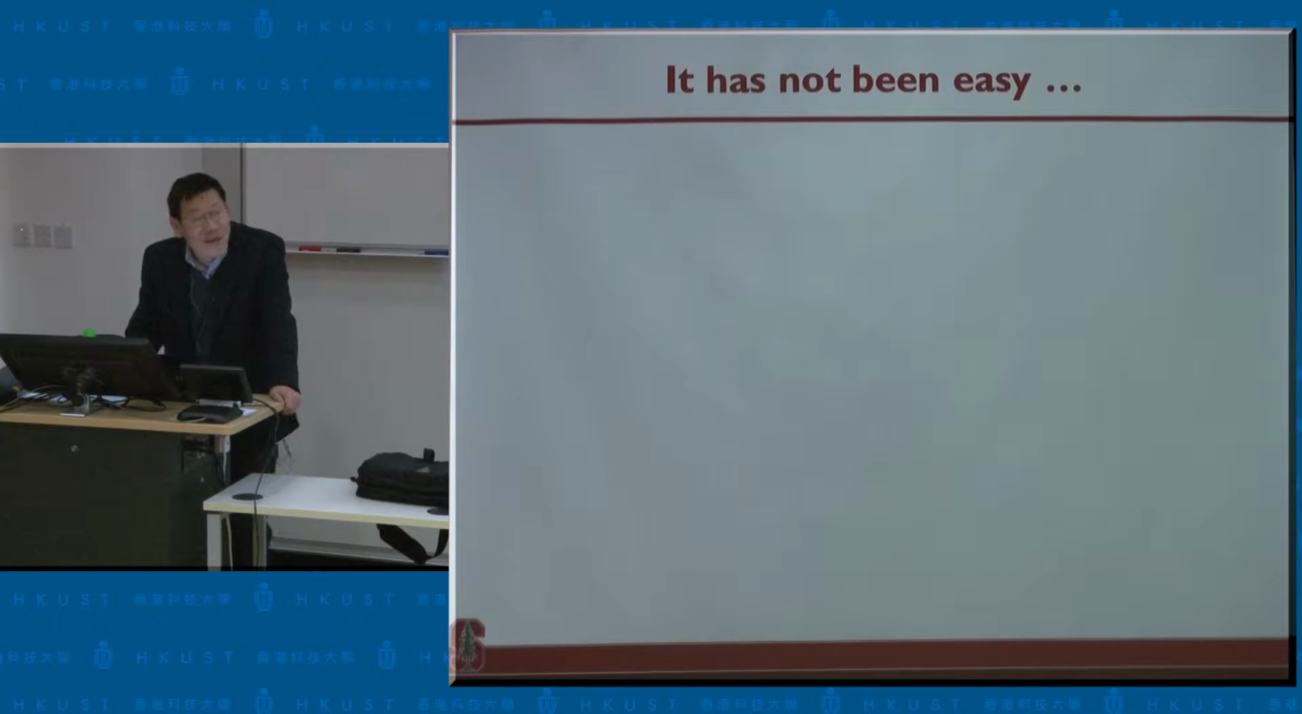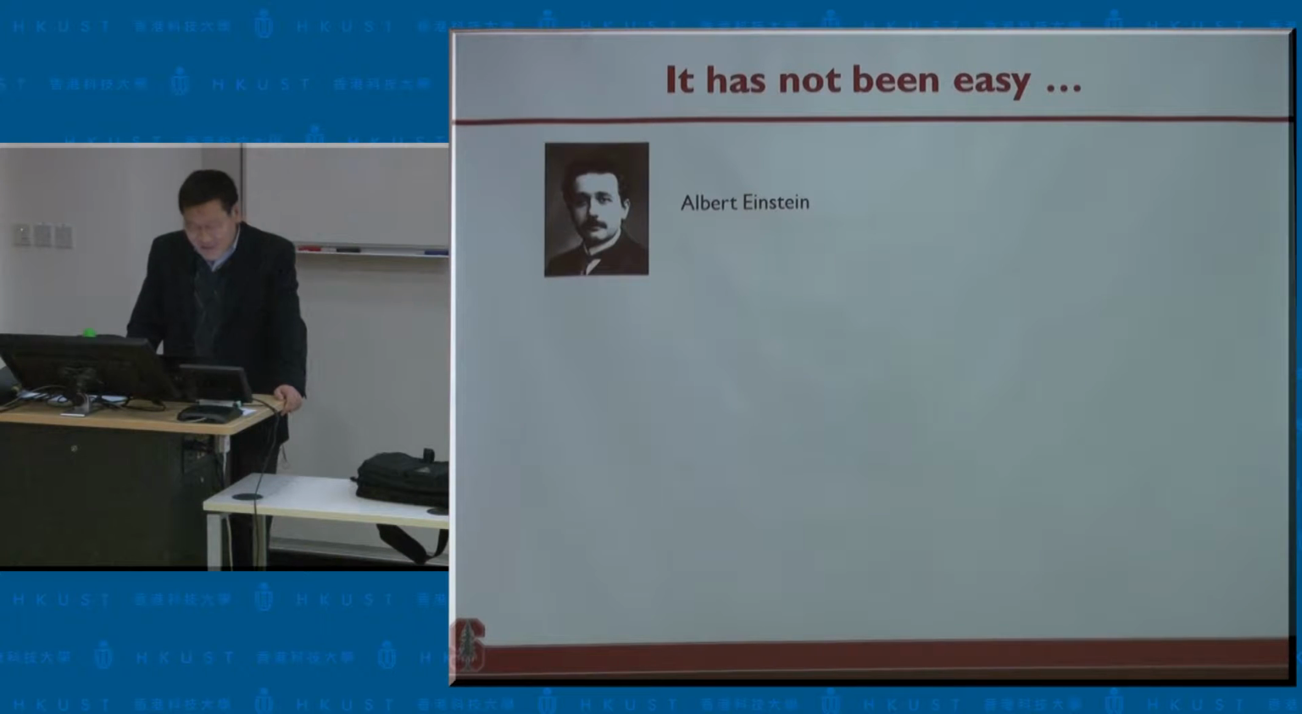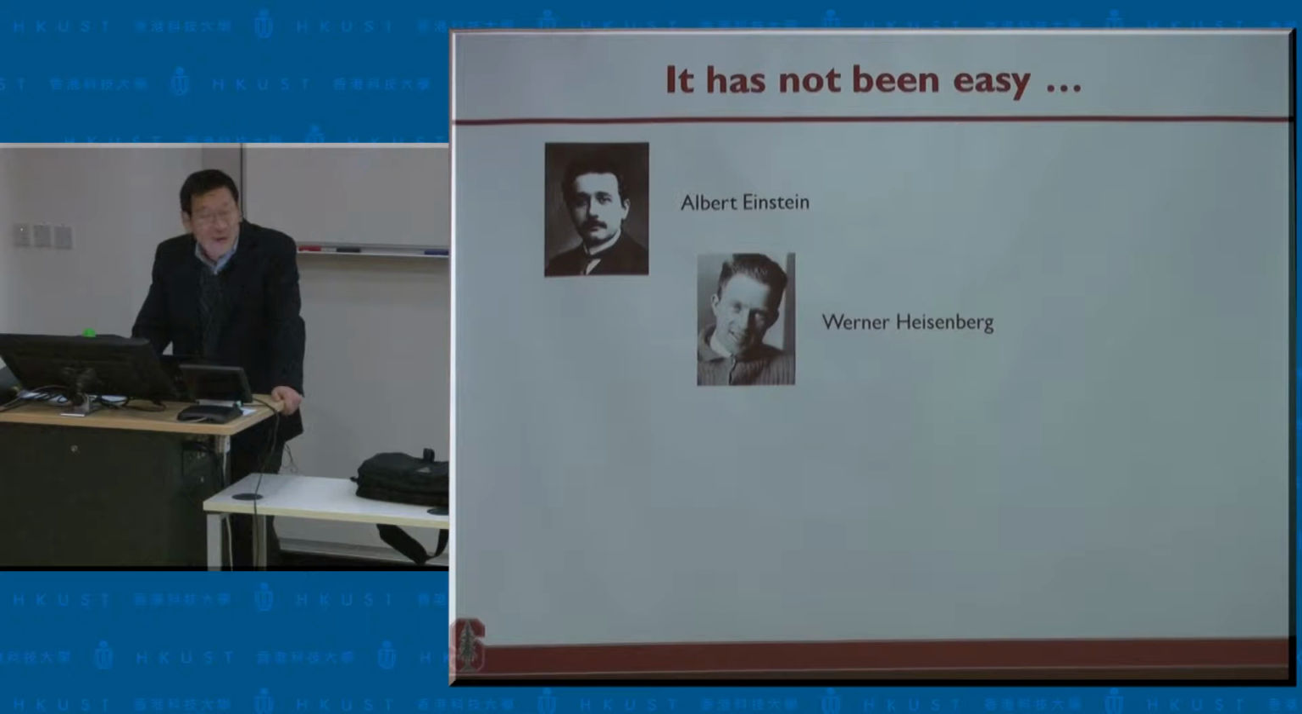So it has not been an easy path for superconductivity, and we don't have to look at ourselves. Just look at the great physicists who worked on superconductivity but did not succeed. Let's start out with Albert Einstein, Werner Heisenberg. Okay, they all tried to explain superconductivity.